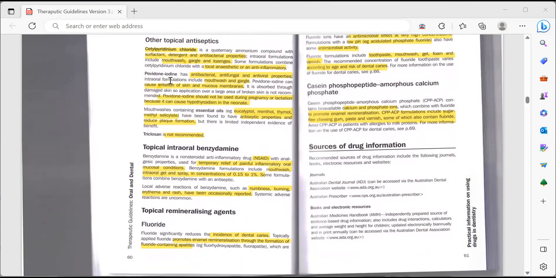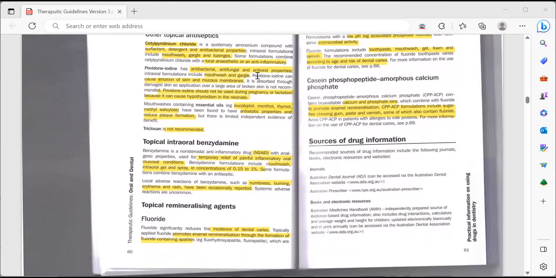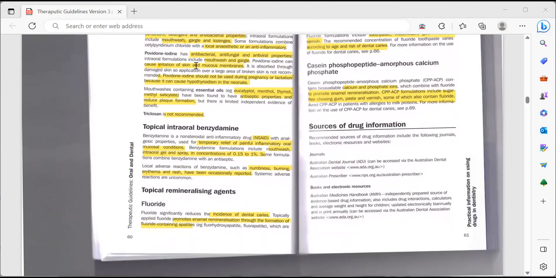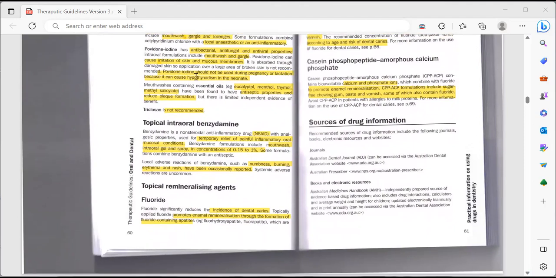Okay, and the other one is povidone iodine. It has antibacterial, antifungal, and antiviral properties. It is available as mouthwash and gargle. It can lead to irritation of the skin and the mucous membrane. It is absorbed through damaged skin, so application over a large area of broken skin is not at all recommended. Povidone iodine should not be used during pregnancy or lactation because it can cause hypothyroidism in the neonates.